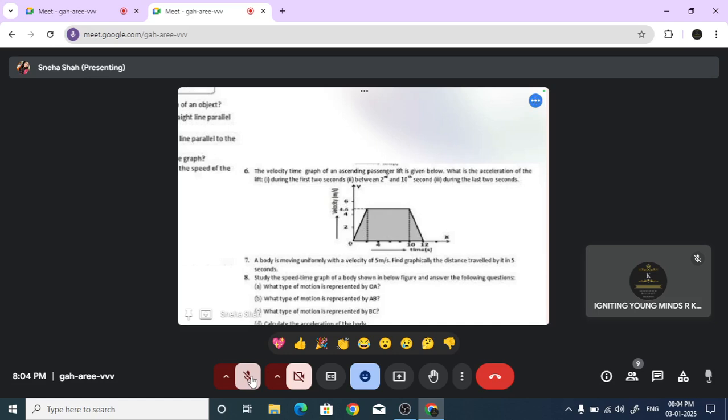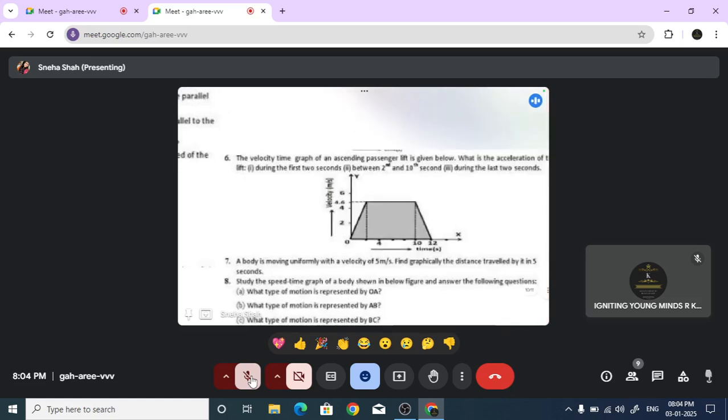Here, this is a velocity time graph. Is it clear again? Yes, ma'am. On the y-axis, we have 0, 2, 4, 4.6 and 6 meters per second. And on the x-axis, on the time graph, we have 0, 4, 10 and 12 seconds.